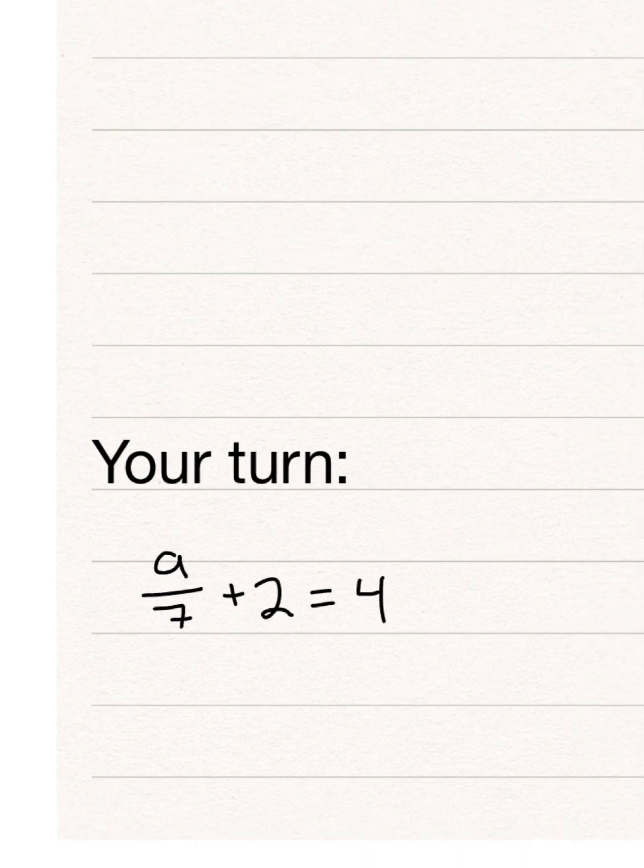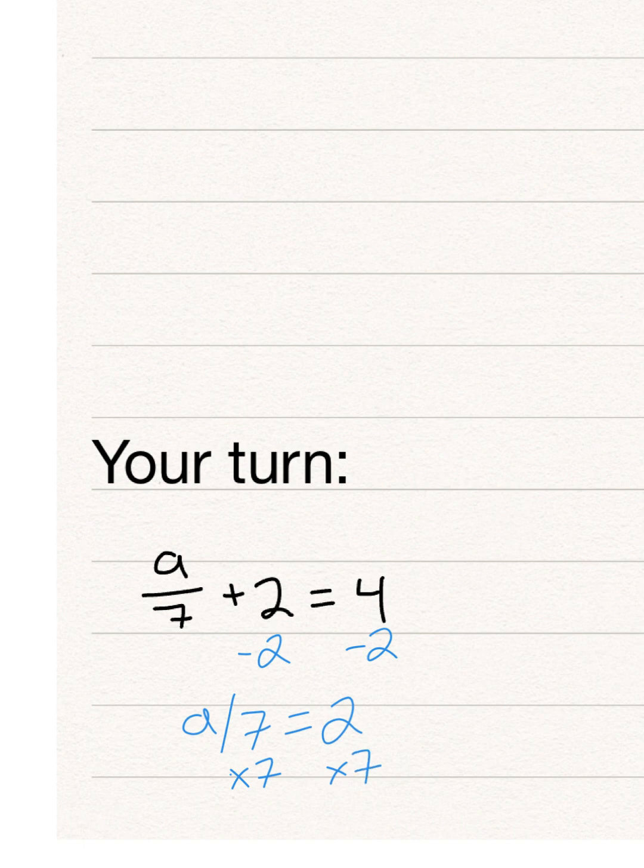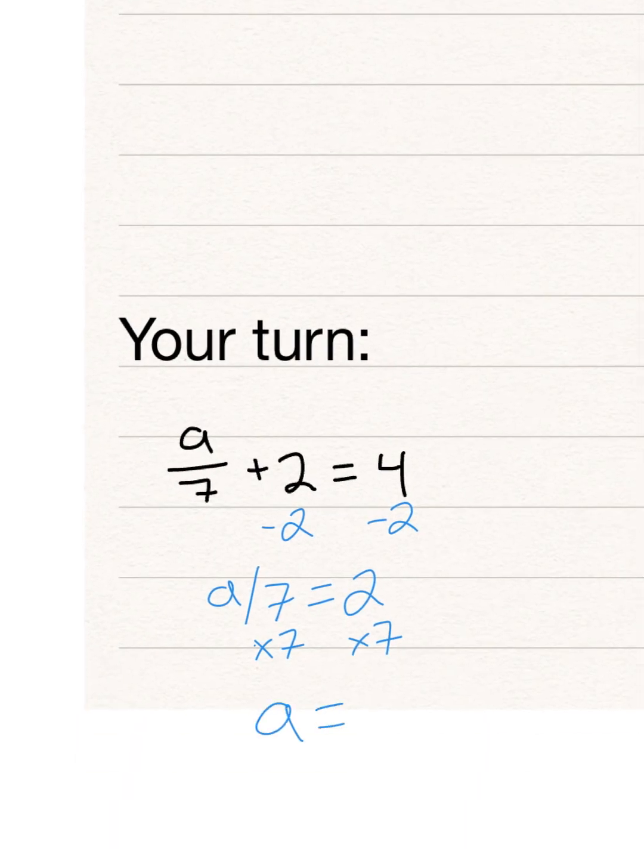All right, a divided by 7 plus 2 is 4. We're going to minus 2. So I have a divided by 7 is 2. And then we undo the 7 by multiplying. So we get a equals 14.